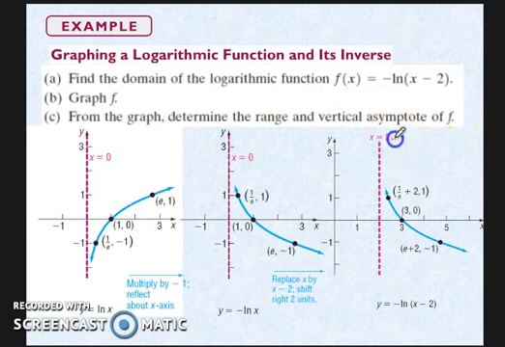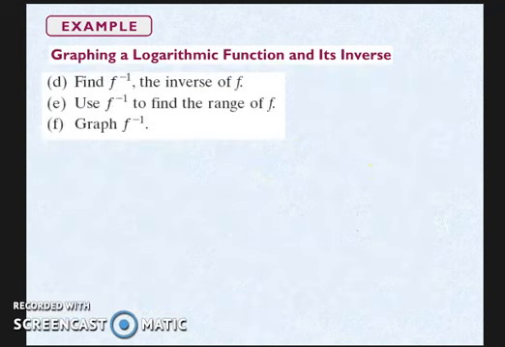So your domain is x such that x is greater than 2. That handwriting is really bad, but x is greater than 2. 2 to infinity, that's your domain. The range is all real numbers. Vertical asymptote we found out. Now next, let's see what is the next question.